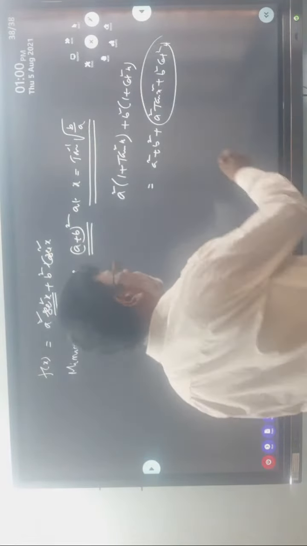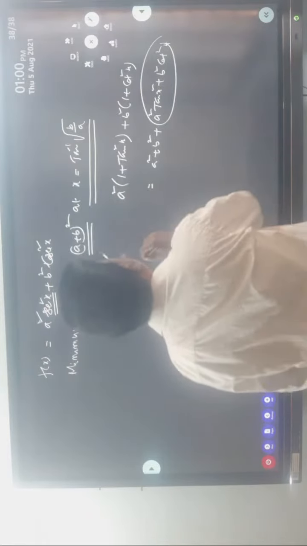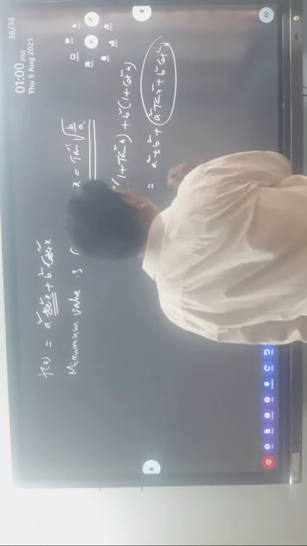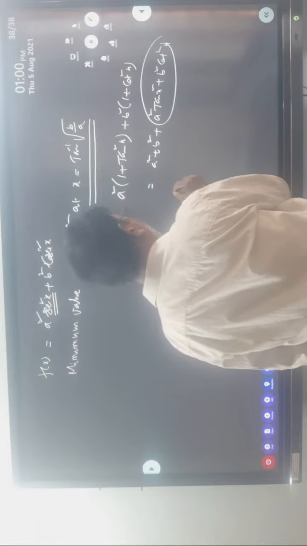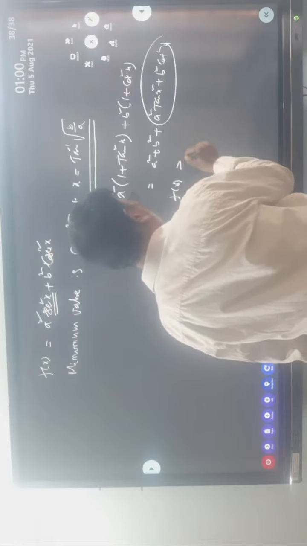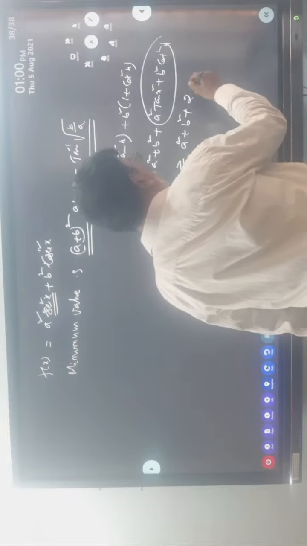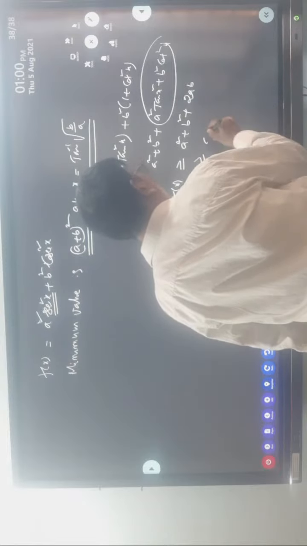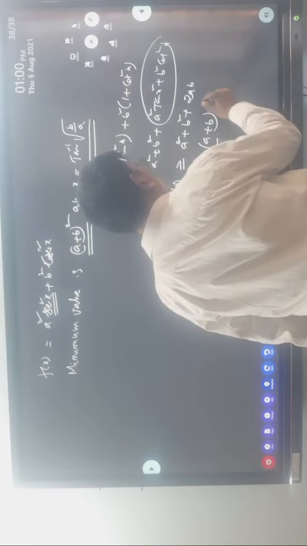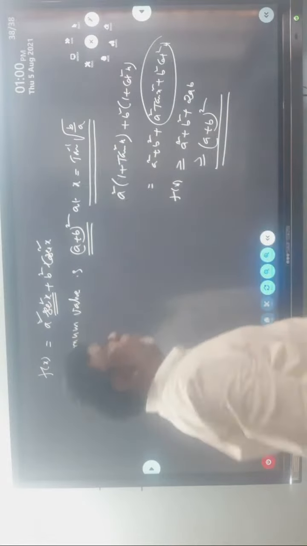If you write that, this is always, what is it asking? Minimum value. So this is f of x always greater than or equal to a square plus b square plus 2ab. So that is greater than or equal to (a plus b) whole square. This is the formula. How can we derive that?